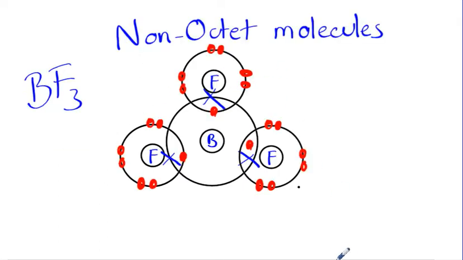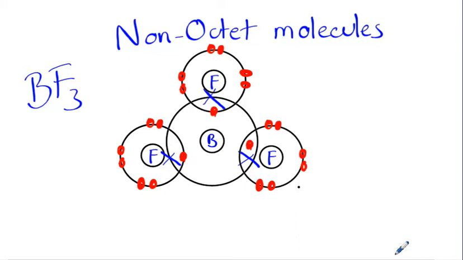So our final set of examples that we're going to look at are molecules that are non-octet molecules. What I mean by that is that they don't follow the octet rule. Every single one of the molecules we've been looking at so far have had 8 electrons in their outer shell. So they've wanted to be stable by getting a full outer shell of 8 electrons. The examples I'm going to show you now do not follow that rule. The first example I have in front of you is BF3.